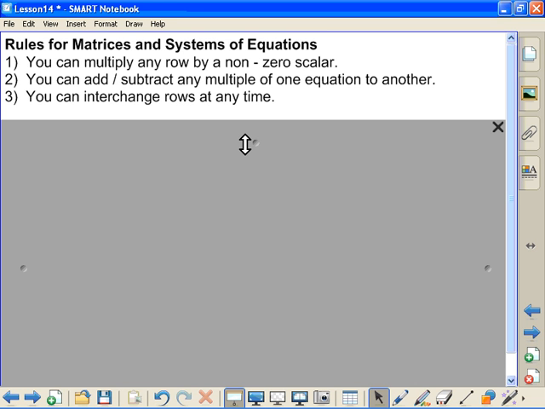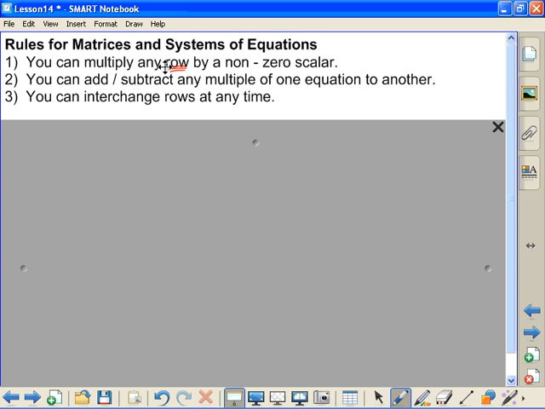First one is you can multiply any row, and I can't stress this enough, row only, any row by a non-zero scalar. So you multiply any row by anything you want. Okay? Think about when you're doing elimination. When you were doing elimination, sometimes you had to multiply one equation by 3 so you can cancel out the variables. Exact same concept here. You multiply any row by a value, any value that you want. So that's rule 1.